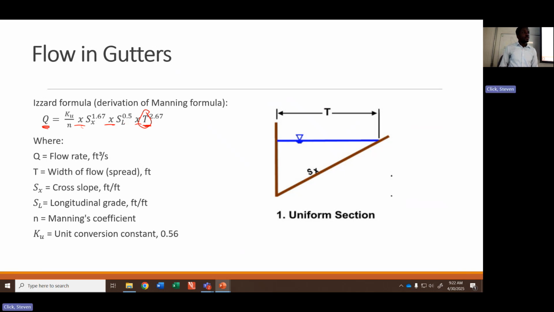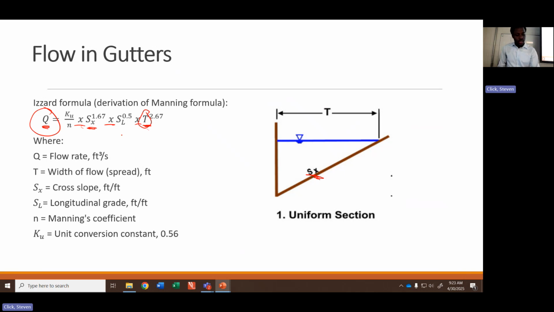Did they design for spread or for the flow rate? Usually you have the flow rate from hydrological calculations, so you have an idea. So now you have to control this to make sure that this particular spread is less than the allowable spread, because this is the slope of the gutter. Hope you get it. So it's like an iterative process.